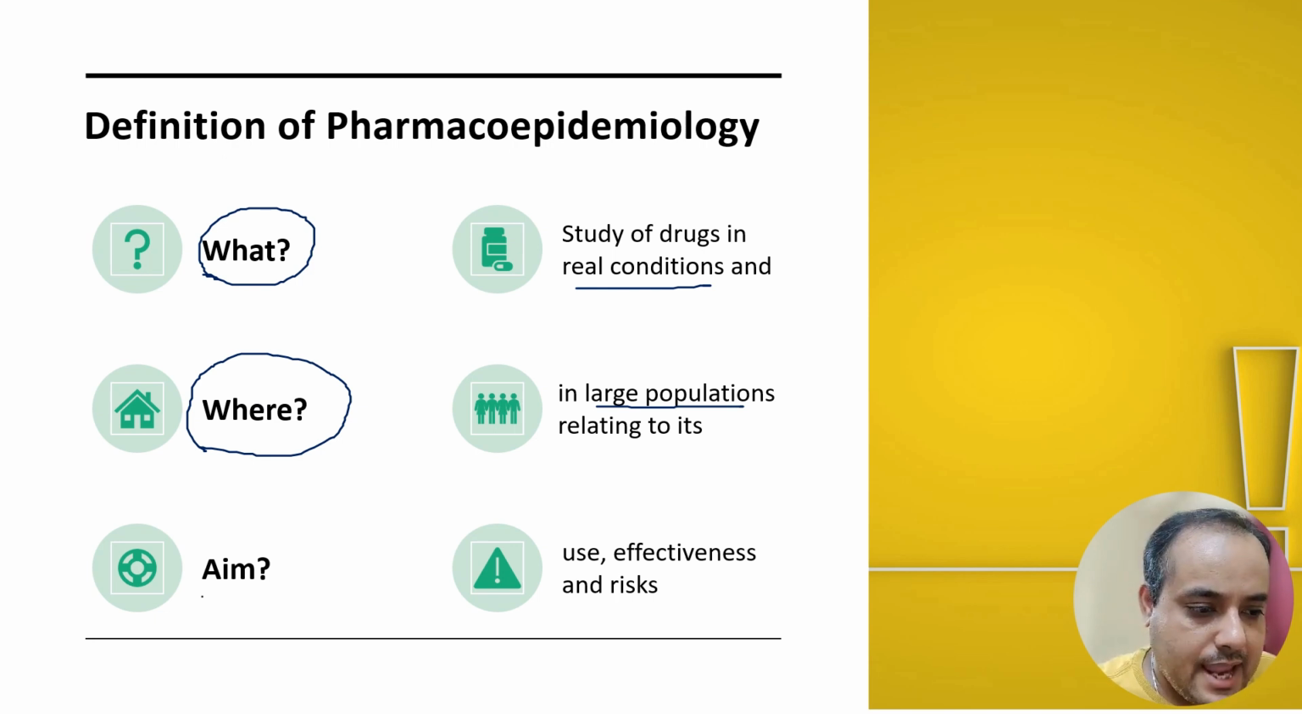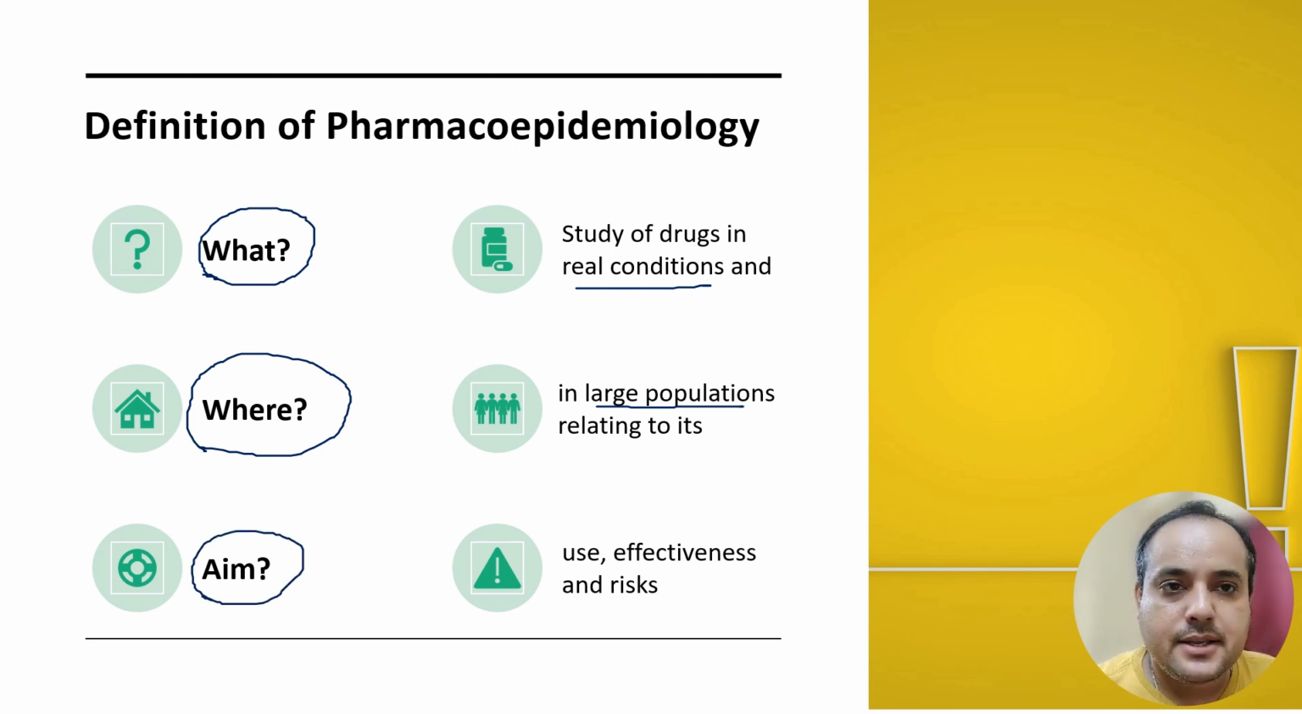And what is the aim of our study? We want to know what is the effect of the drug in relation to the use of the drug, the effectiveness of the drug, and the risk by the drug use. So the definition of pharmacoepidemiology is now the study of drugs in real conditions and in large population relating to its use, effectiveness and risks.